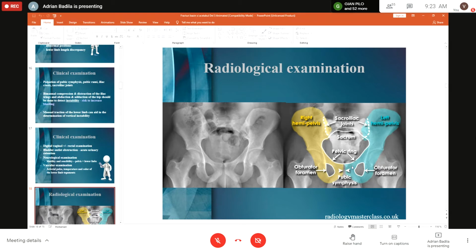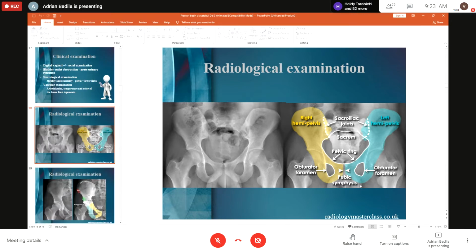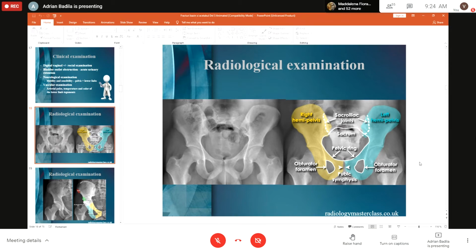These are the bodies of the pubic bones. Here is the ischiatic tuberosity, the right one and the left one. This is the ischiopubic rami. This is the iliopubic rami. This is the iliac wing. And this is the iliac crest. This is a normal X-ray view of the pelvis.